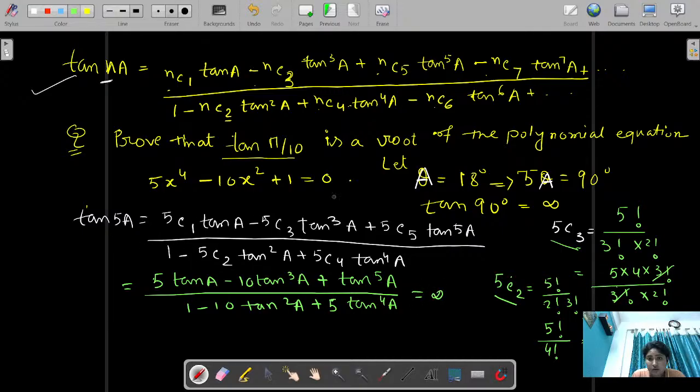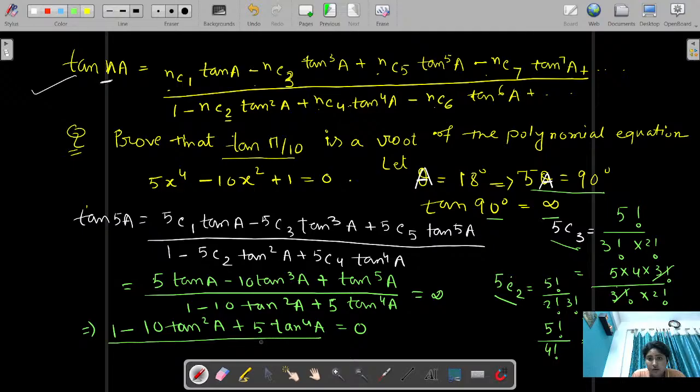Why? Because tan 5A equals infinity, right? Tan 5A equals tan 90 degree, and tan 90 degree is infinity. So if I take the reciprocal, that will give me 1 minus 10 tan square A plus 5 tan to the power 4A equals 0. Because as I am taking the reciprocal, the denominator will go up and the numerator will come down, so I will get this thing equal to 0, and if I multiply by the denominator, it will be 0 only. So I am not writing that. Just observe from here.